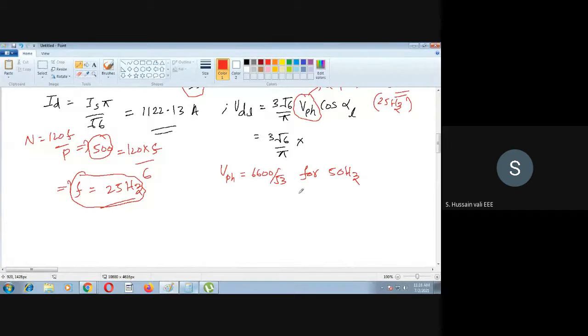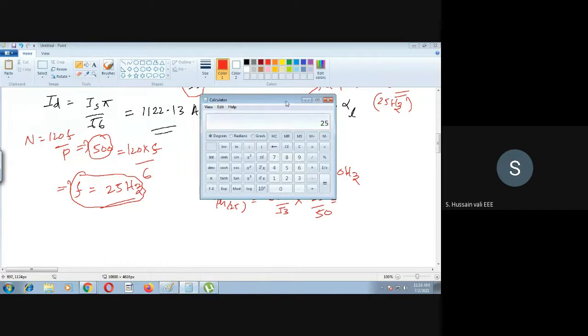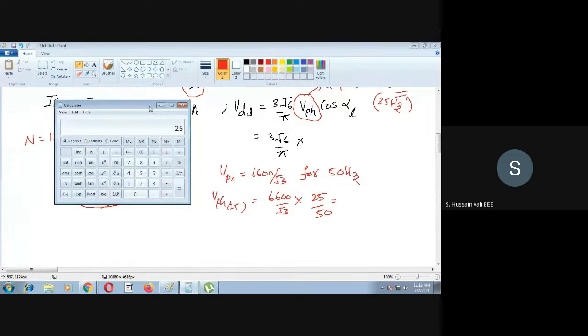Then what is it for 25 hertz? How do you find out the V phase for 25 hertz? Simple thing. I hope you can do it like this: 6600 by root 3, they are directly related, times 25 by 50. So this is the V phase at 25 hertz. That V phase we'll put here. I hope you understand why we are doing all these things, because the frequency is different. Your voltage depends upon the frequency. Why is frequency different? Because the speed is different. Speed is not the rated value.